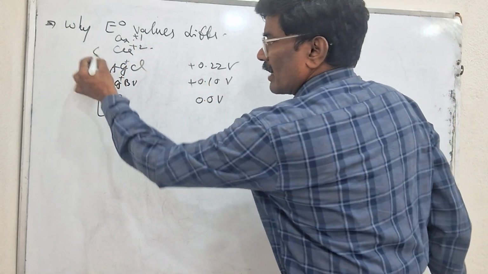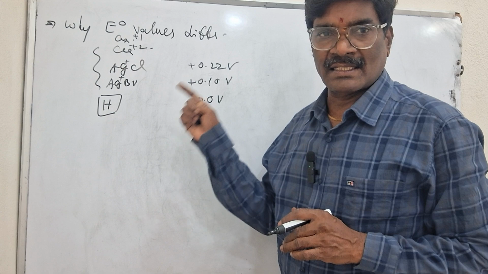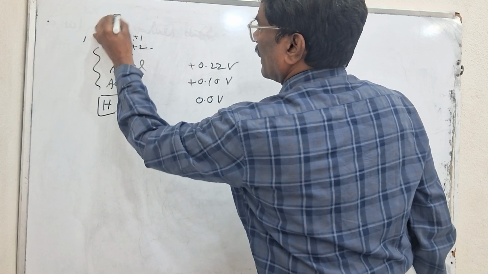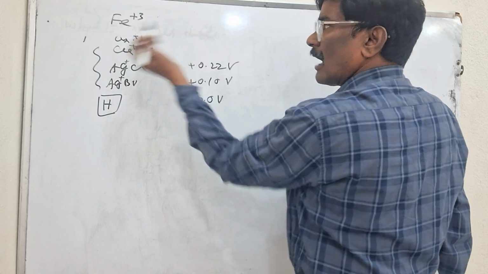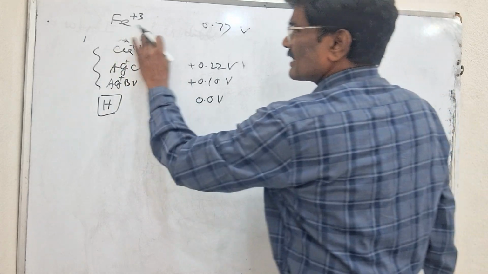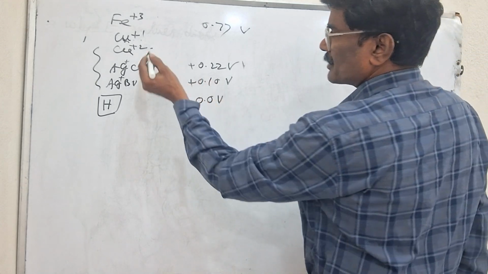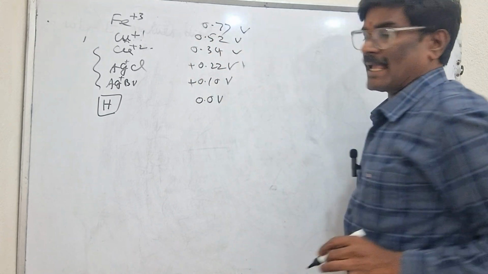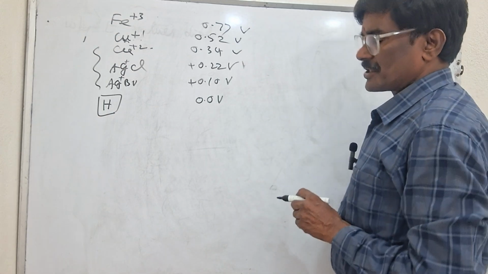But this is the area of asking questions, objective questions here only. In the middle there is Fe plus 3. Its value is also very high, around 0.77 volts. Okay. What is the reason for all this? You should understand. Here, copper plus 2 is 0.34, and 0.52 volts. Yes. This is an area of asking questions in IIT level or NEET level, national level examinations.